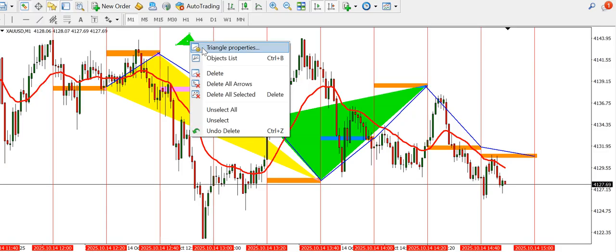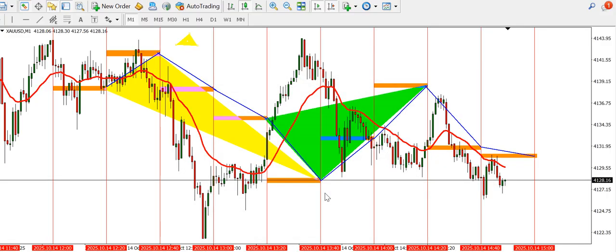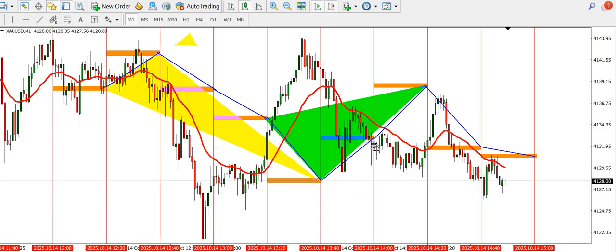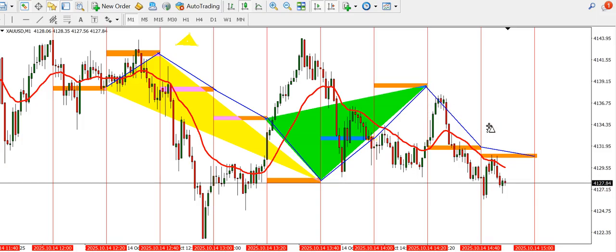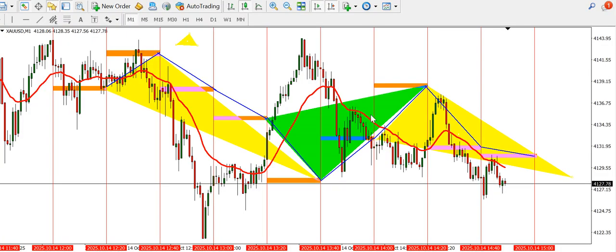I'm going to use a yellow triangular shape to plot that. So from here to here, we have the projection. It's projected to continue to go downwards. Around here, it was projected to continue to go upwards, but the price shot up and then broke the triangle.